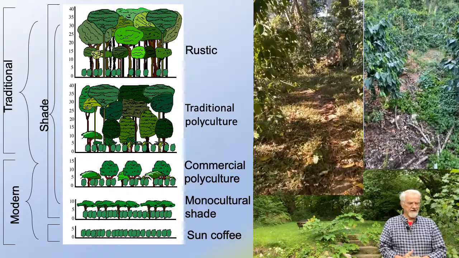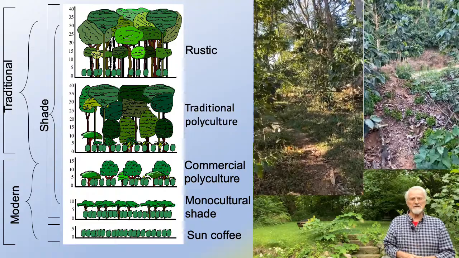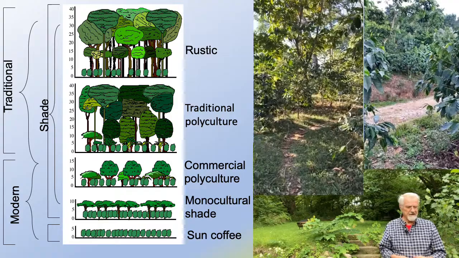The video on the left is me walking through one of the coffee farms that we work on in Mexico. This is a more or less traditional farm. It has quite a number of shade trees in it. It's what we usually refer to as a shade coffee farm. The one on the right, less so. The one on the right has very little shade, and you can see the difference between the two of them.